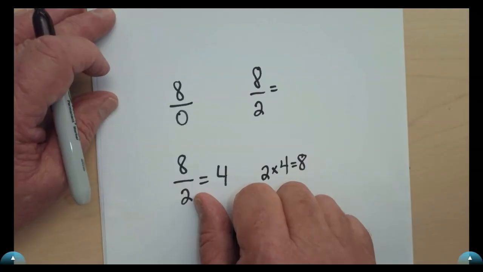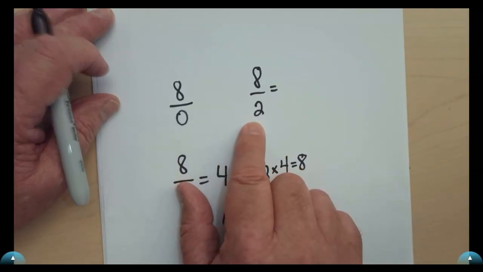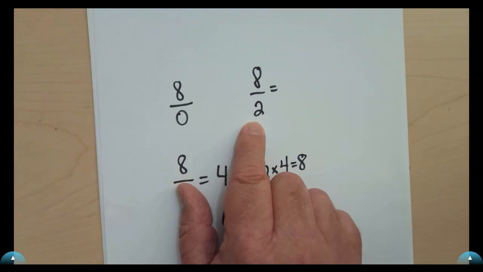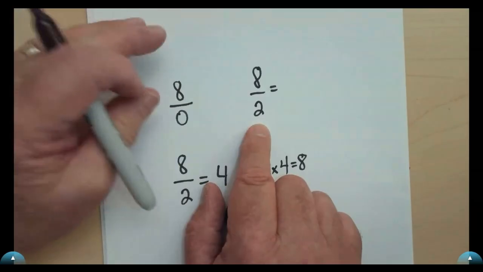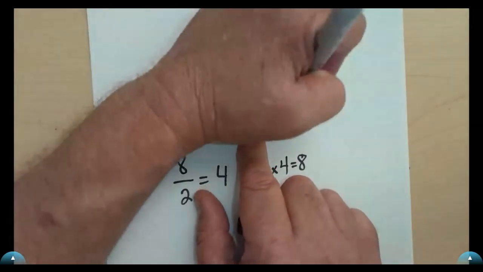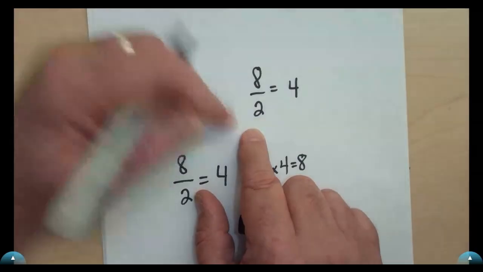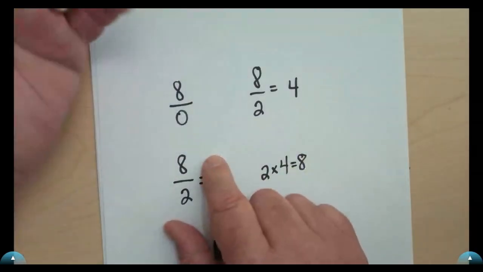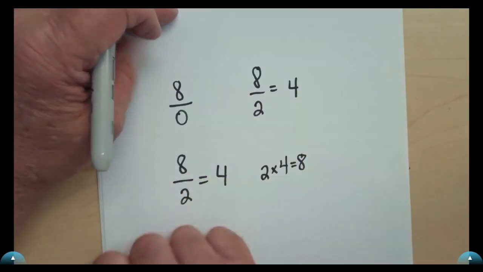Y'all see what I'm saying? So 8 divided by 2, every division problem is asking us a question about multiplication. 8 divided by 2 is asking the question, 2 times what number is equal to 8? And of course, 2 times 4 is equal to 8. And that's actually how we check division problems, right? When we say that 8 divided by 2 is equal to 4, we literally check that by checking to see if 2 times 4 is 8.